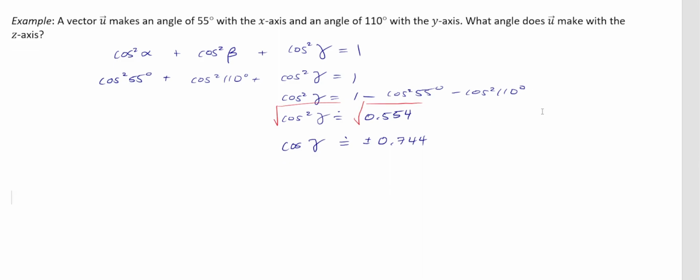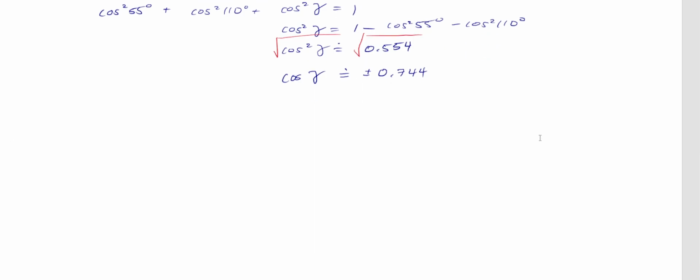Then I need to evaluate both the positive and the negative cases, and I'll do those simultaneously. Here I've got the positive 0.744, and over here the negative 0.744. Evaluating the positive one, I'm going to inverse cosine both sides and evaluate, and I should get 42 degrees for gamma.